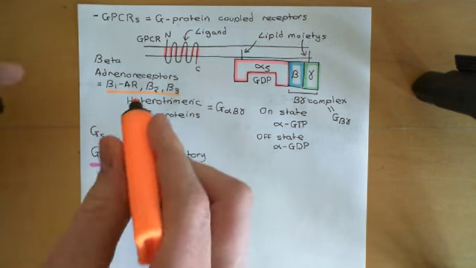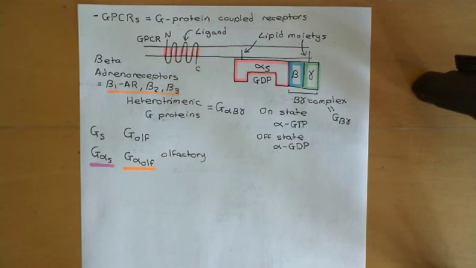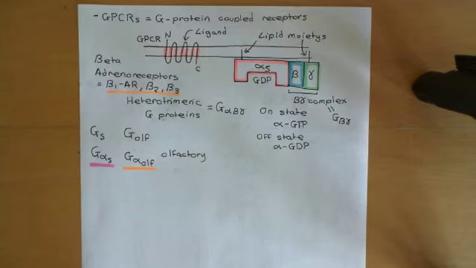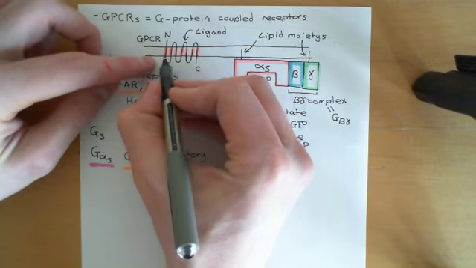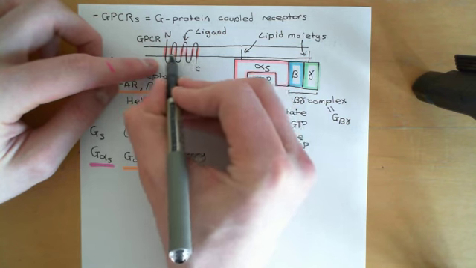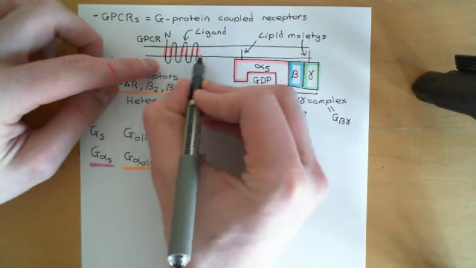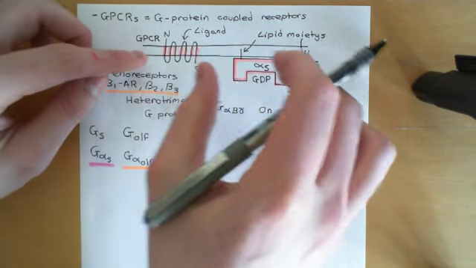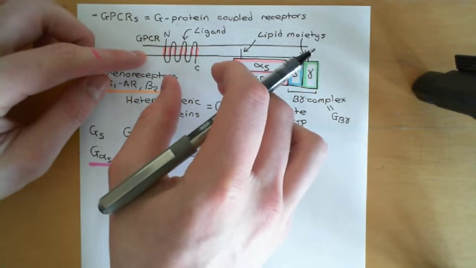Okay, so when they bind their ligand, which is adrenaline or noradrenaline, that causes a conformational change in those receptors, and that conformational change is transmitted down to their intracellular aspect, particularly these 3 intracellular loops here and the cytoplasmic aspects of the transmembrane helices, and then that will bind onto GS heterotrimeric G proteins.